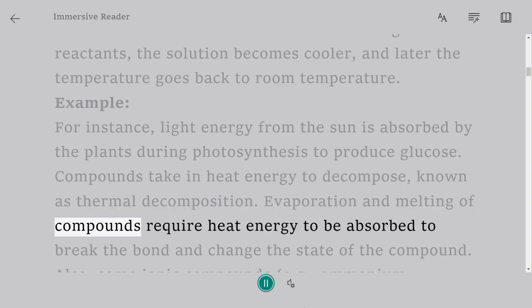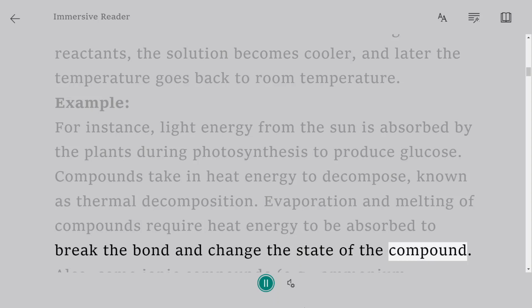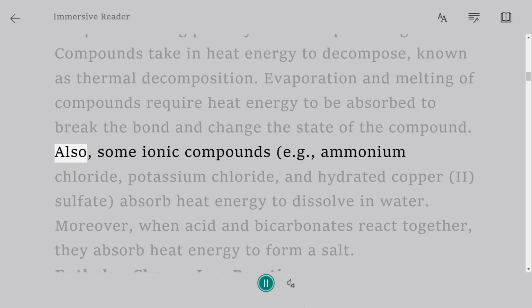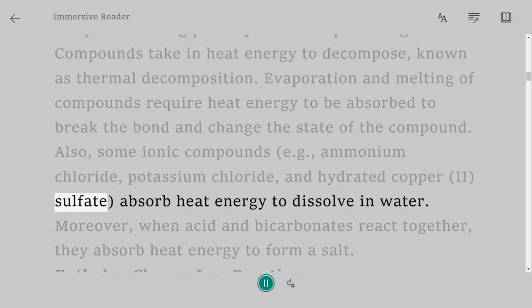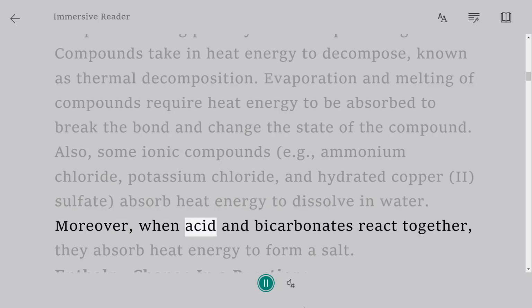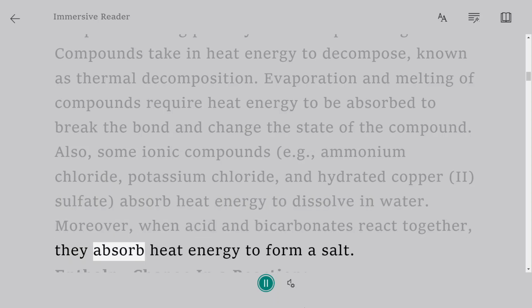Evaporation and melting of compounds require heat energy to be absorbed to break the bond and change the state of the compound. Also, some ionic compounds, for example ammonium chloride, potassium chloride, and hydrated copper 2 sulfate, absorb heat energy to dissolve in water. Moreover, when acid and bicarbonates react together, they absorb heat energy to form a salt.